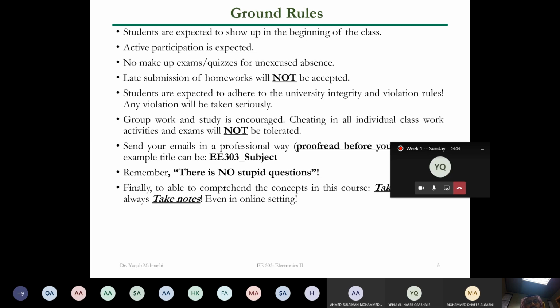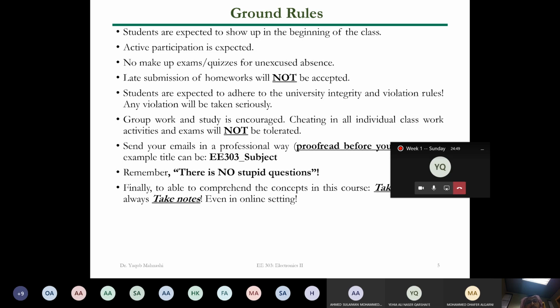Of course, this is expected: students are expected to adhere to the university integrity violation rules. Any violation, guys, will be taken seriously, and put as many lines as you want under this word. So take it seriously. Of course, now it is on your own. We trust you guys as always, and this is actually my belief with my students. We trust you in every single thing related to the rules of integrity. But just in case you violate that rule, that trust will be gone.